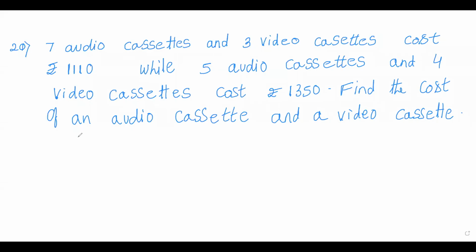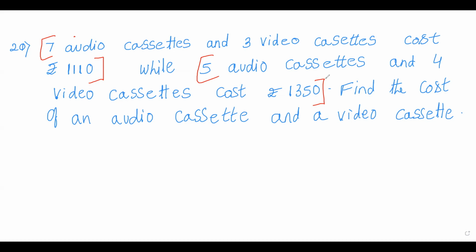7 audio cassettes and 3 video cassettes cost rupees 1110, while 5 audio cassettes and 4 video cassettes cost rupees 1350. Find the cost of an audio cassette and a video cassette. From here to here, this is the first part of the question. You will be getting one linear equation in this part. This is the second part of the question. You will be getting the second linear equation in this part.